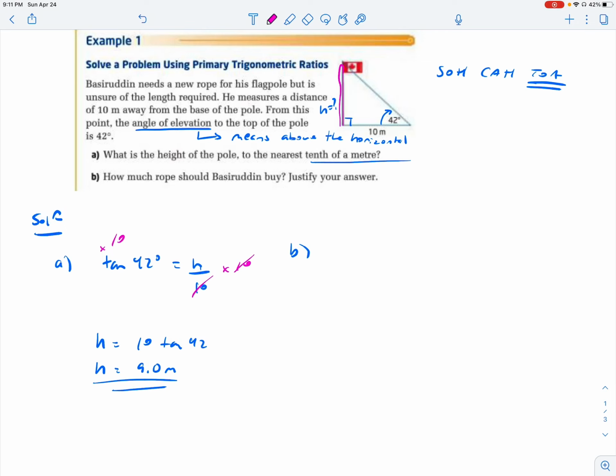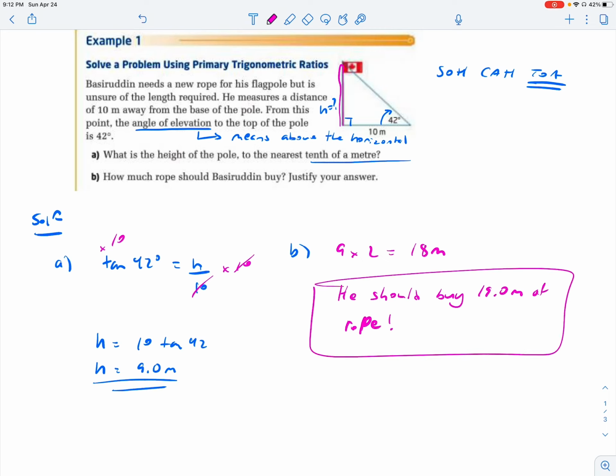So I would say 9 times 2 is equal to 18 meters. So 18 meters is the exact length that's needed, but he probably wants a little bit extra. So I would say he should buy 19 meters of rope. That way there's a little bit of a meter extra if he needs a tiny knot or anything else.